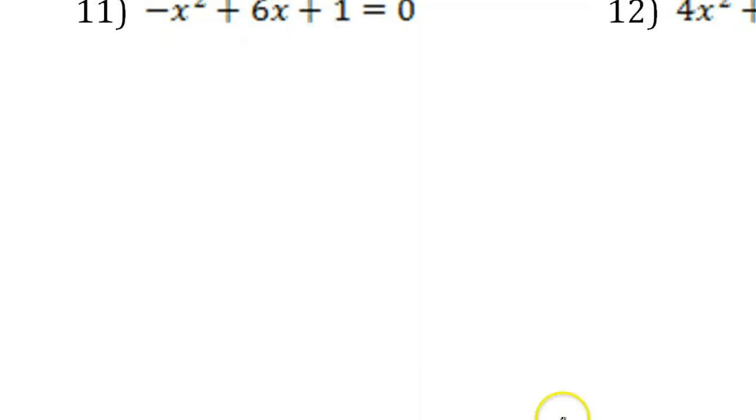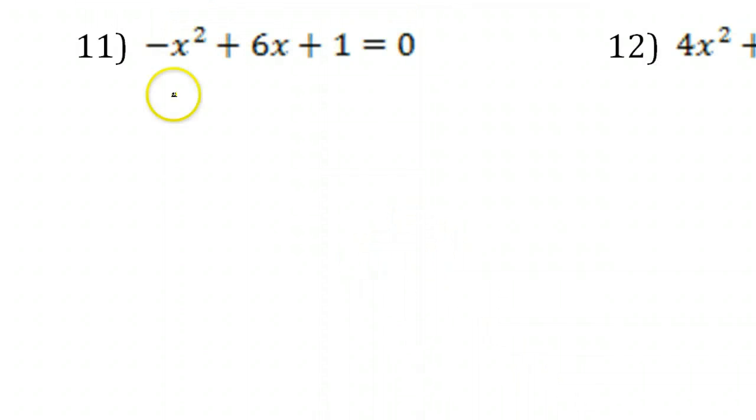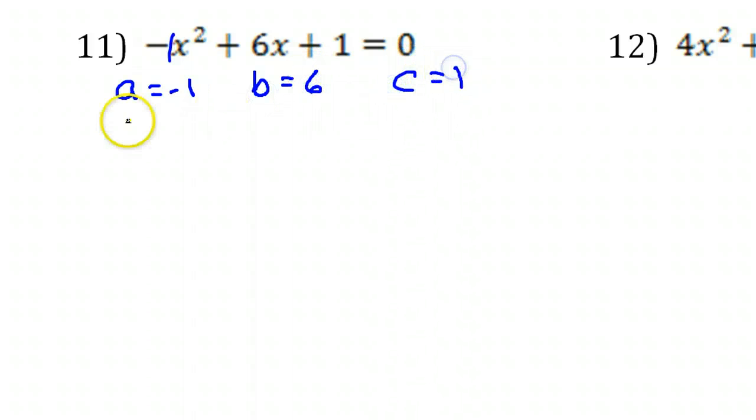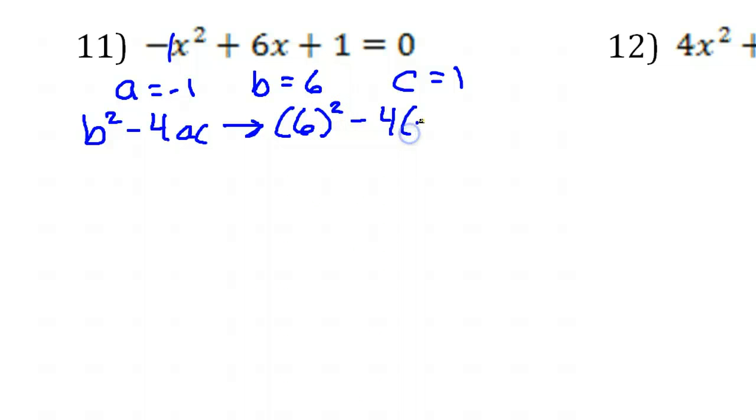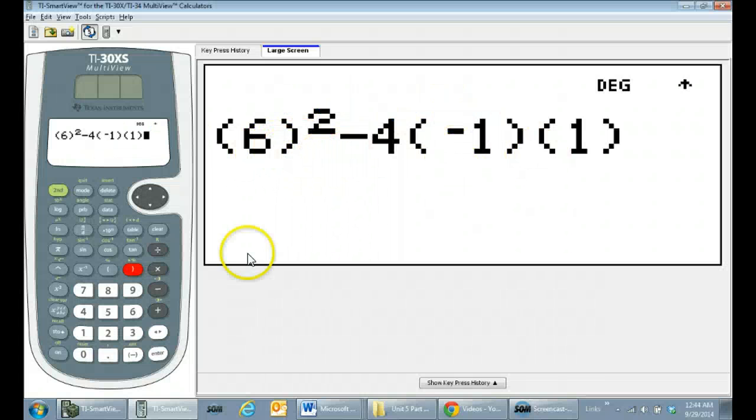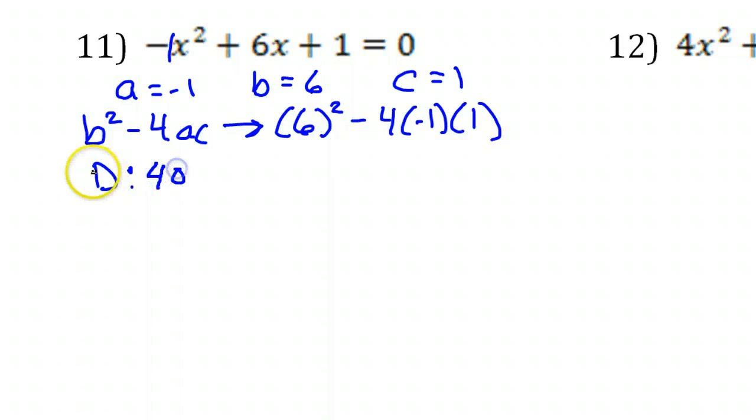Okay, let's take a look at problem number 11. We already have 0 by itself, so just check it out. A is negative 1, b is 6, and c is 1. You should always calculate your discriminant first. That's b squared minus 4ac. So that's going to be 6 squared minus 4 times negative 1 times positive 1. And that's 40. So we have a discriminant of 40. Let's put that in our back pocket and go ahead with the problem.